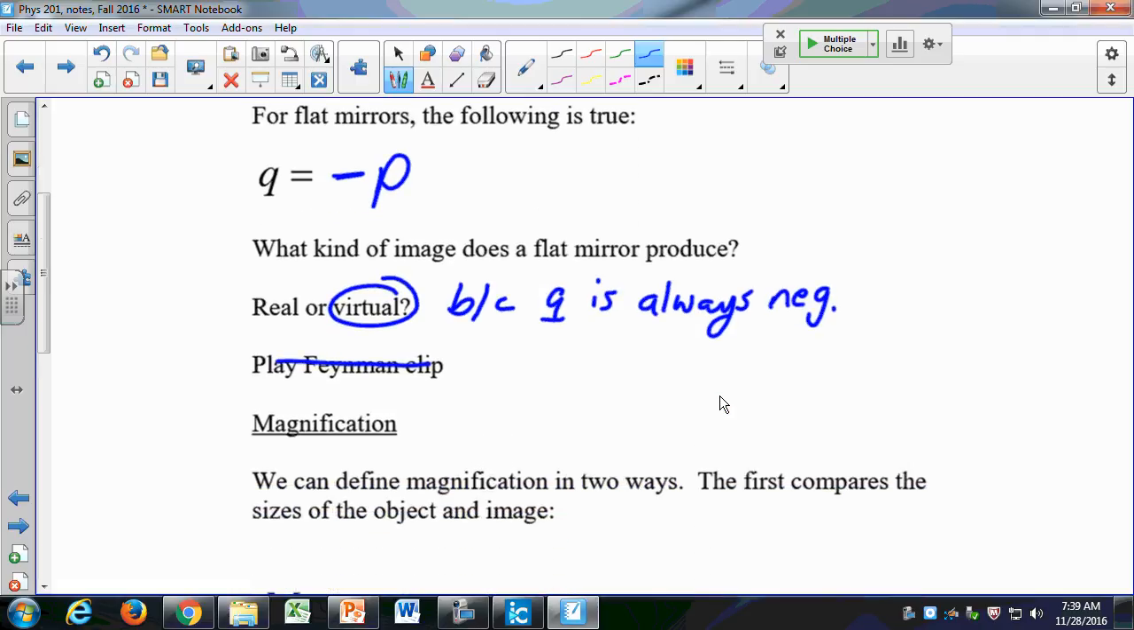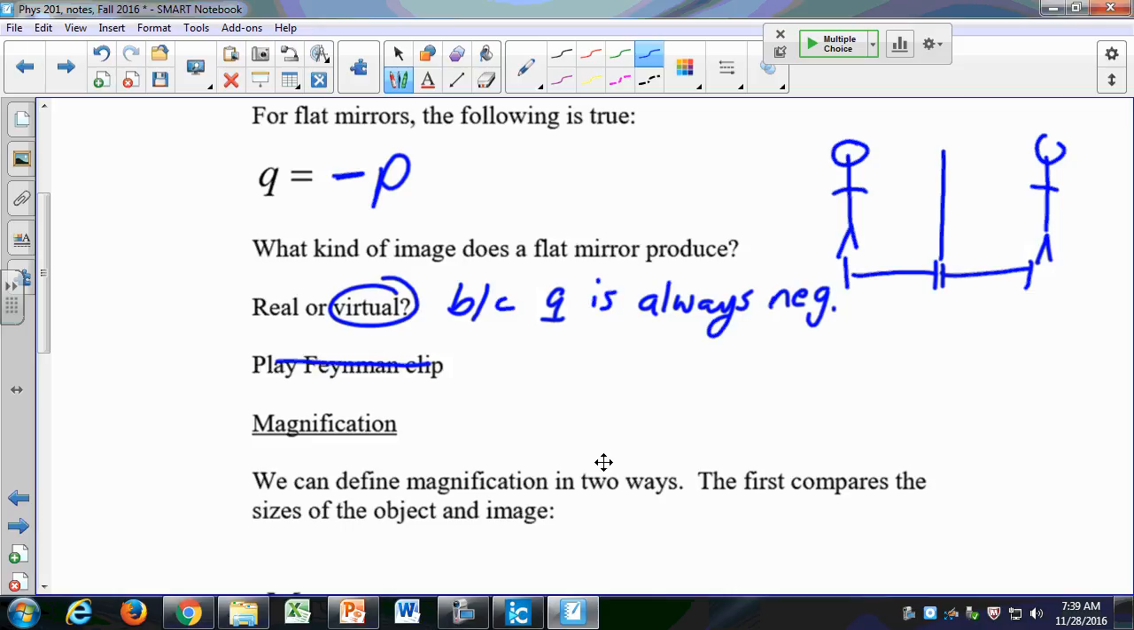All right. So that's really all we need to know for flat mirrors: the image distance is equal to the negative of the object distance. So if I'm at one side of a flat mirror, this distance will always be equal to this distance. Q will always be equal to the negative of P. And the negative really is just there to tell us, is this a real or virtual image?